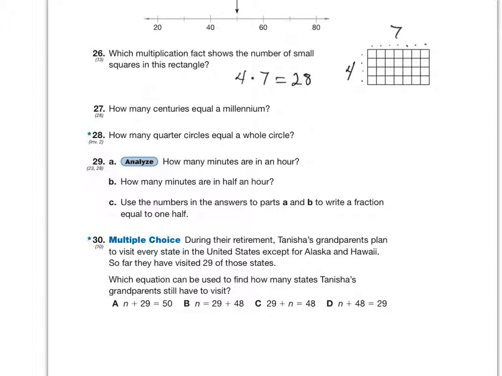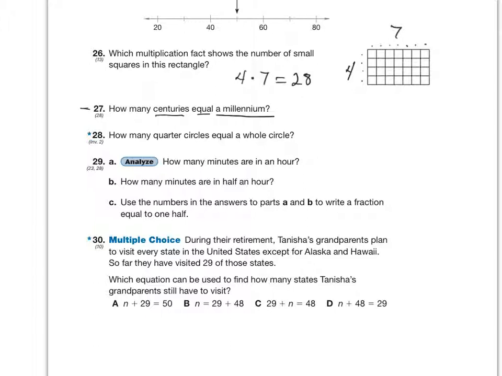Wow, we've got to do 27. Here it is. How many centuries equal a millennium? Remember at the beginning it says how many centuries equal a millennium? A century and millennium. So I know you can figure that.